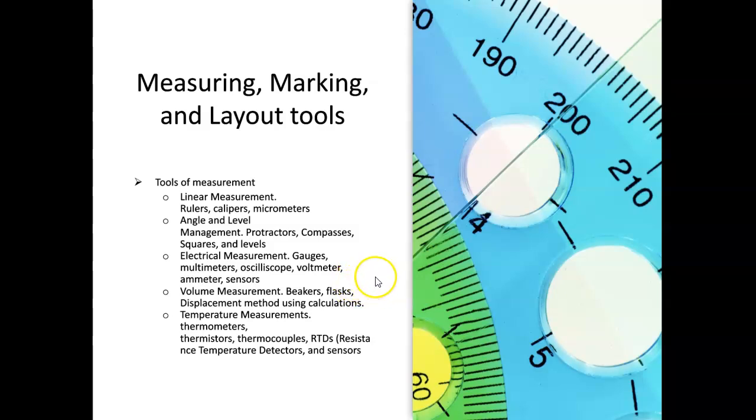We're looking at volume measurement: beakers and flasks are going to be marked. Think about your graduated cylinders, where whether it's milliliters, liters, gallons, pints, ounces, whatever that unit is, they're going to be measured in that. And of course, we can also use the displacement method, using different calculations to determine the volume of substances or items. We get into temperature measurements. Of course, you're all familiar with thermometers. We can also use thermistors, thermocouples, RTDs, and other sensors that would help us in that regard too.